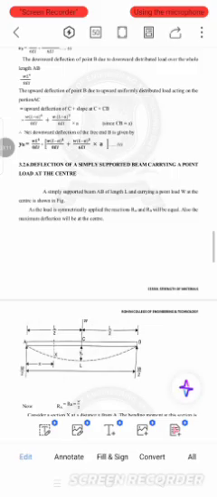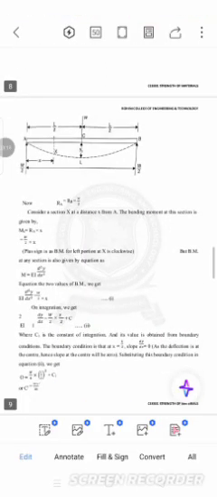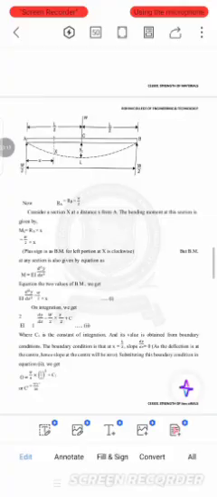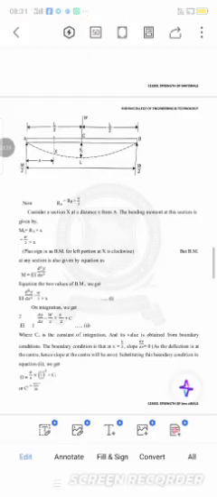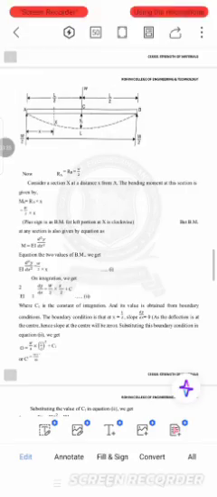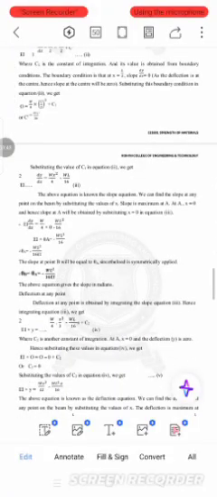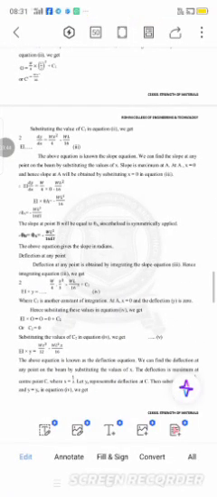Next, the deflection of a simply supported beam carrying a point load at the center. When we take the moment at a point x, Mx is equal to the reaction at A into x. The reaction is the load divided by 2. The moment is equal to EI into d squared y by dx squared. After that, by solving the equation, we get WL squared divided by 16 times EI.